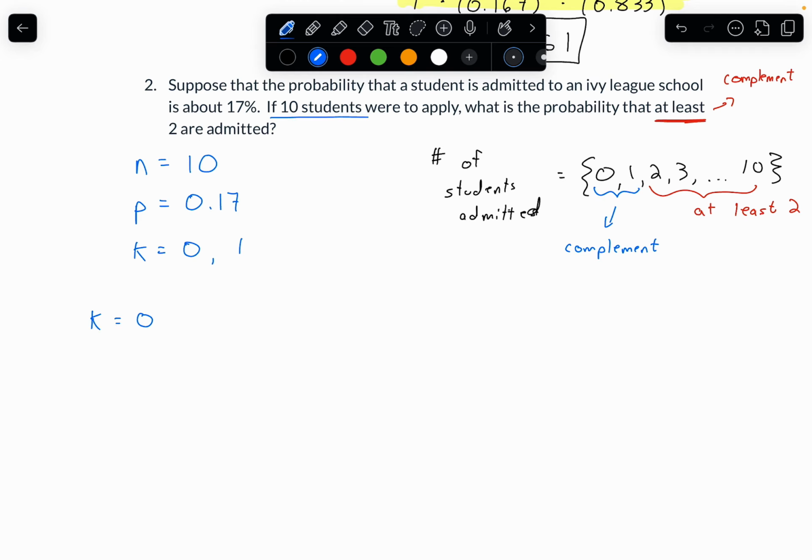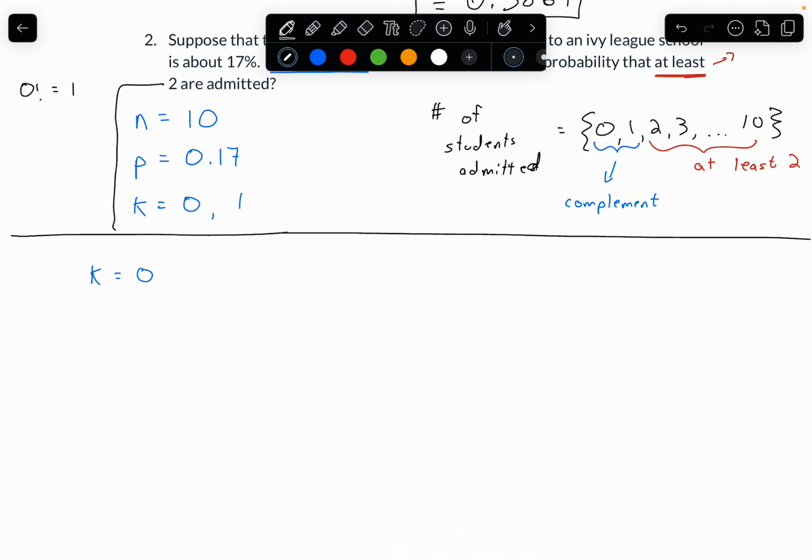So k equals 0. One quick note I'm going to have to make here. I mentioned this in the choose function video, but there's one special case for factorials that we're going to need to use here, and that's that 0 factorial is just equal to 1. So just keeping that in mind, 0 factorial is equal to 1. Let's start with k is equal to 0. Our probability formula says n factorial divided by k factorial times n minus k factorial times p to the kth times 1 minus p raised to the n minus k.